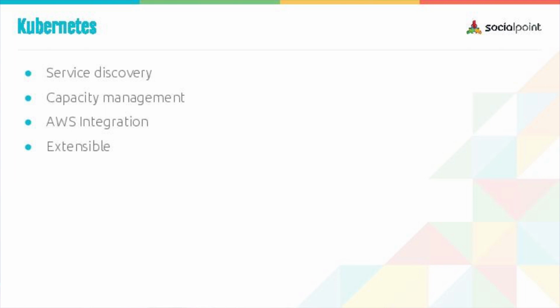Kubernetes. Kubernetes is a container orchestrator. It's the de facto standard, I would say. And the main characteristics that help us are service discovery, capacity management. It's integrated with AWS, and it's extensible. Let's look at each of them.